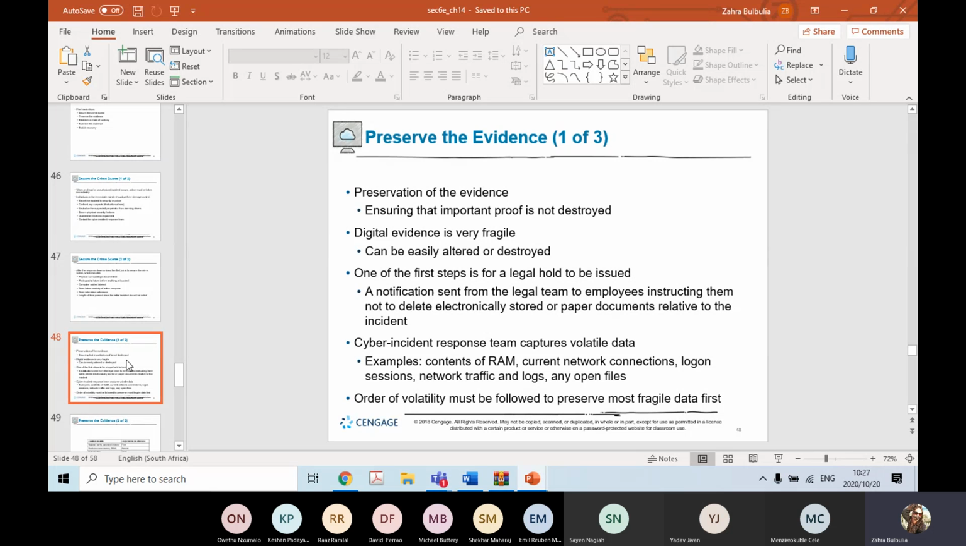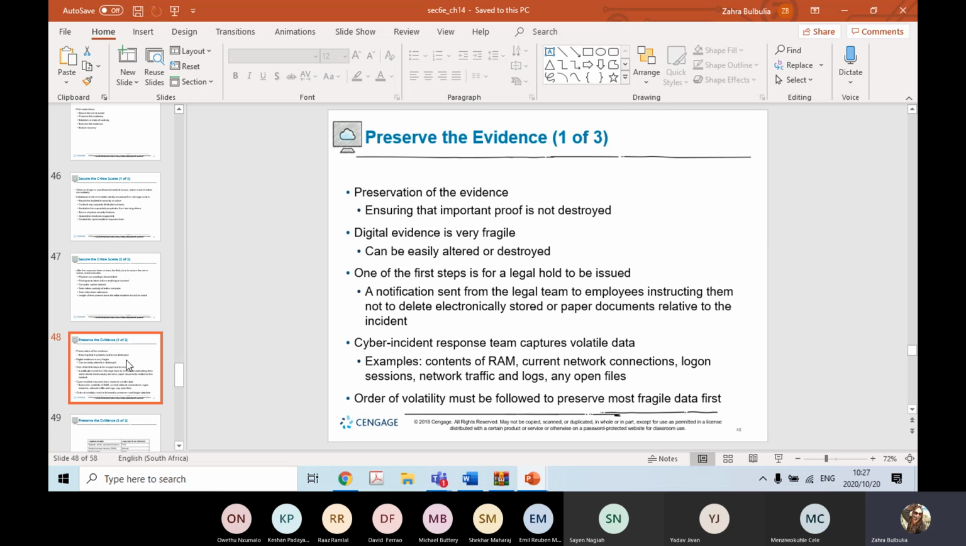Preservation of evidence, ensuring that important proof is not destroyed. Digital evidence, we know, is very fragile. It's easily altered, it's easily destroyed. Somebody can easily destroy a USB, throw it away, reformat it. It's not so difficult. So one of the first steps is for a legal hold to be issued. It's a notification sent from the legal team to employees instructing them not to delete electronically stored or paper documents related to the incident.